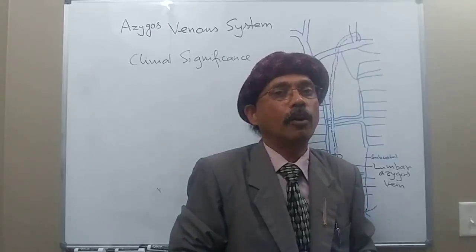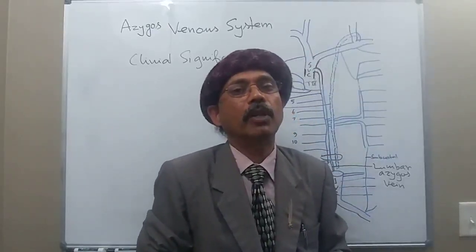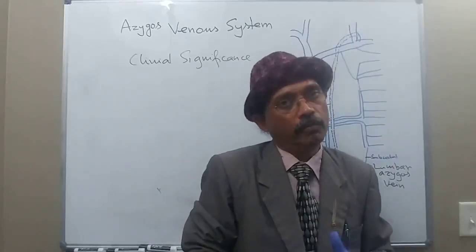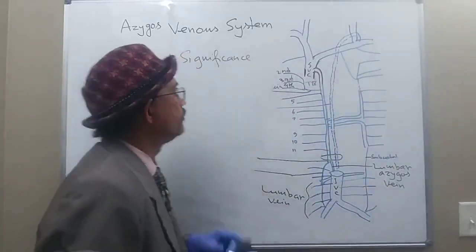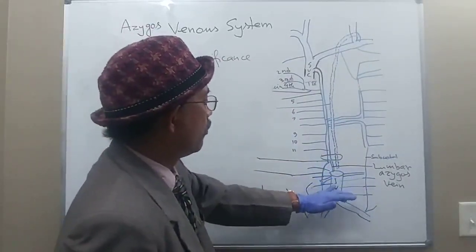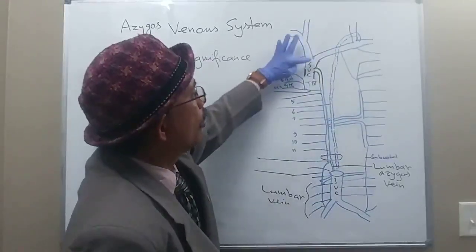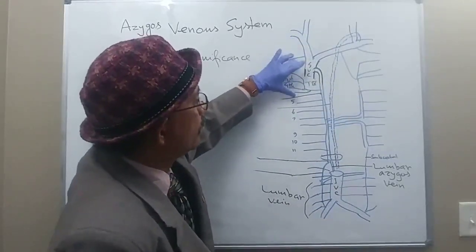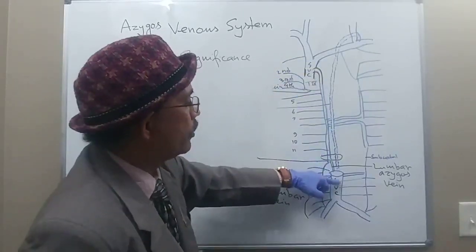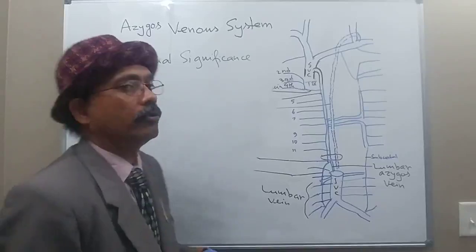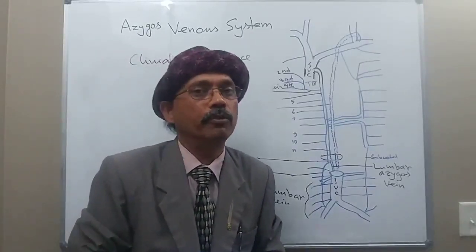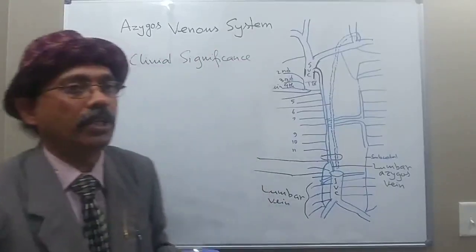If there is any obstruction in the superior vena cava, then blood returns to the heart through the inferior vena cava because of the presence of the azygos vein. That is the clinical significance. Any obstruction here, blood may turn back through this; obstruction here, then blood may go through the inferior vena cava. So it is a vascular channel between the superior vena cava and inferior vena cava.